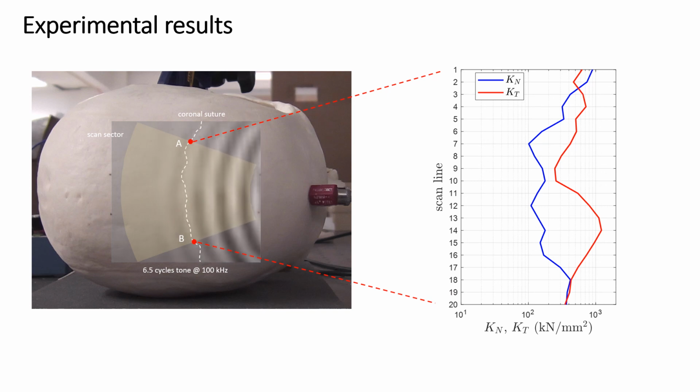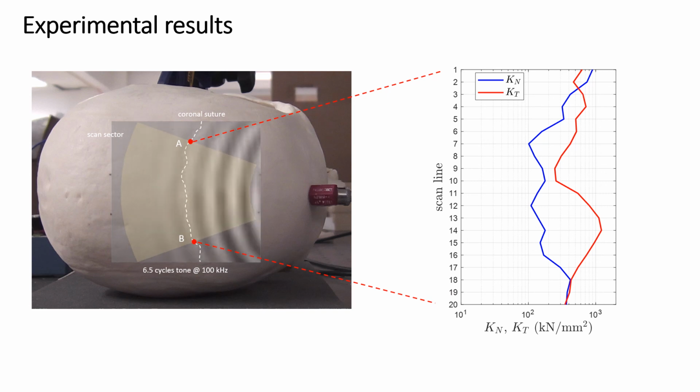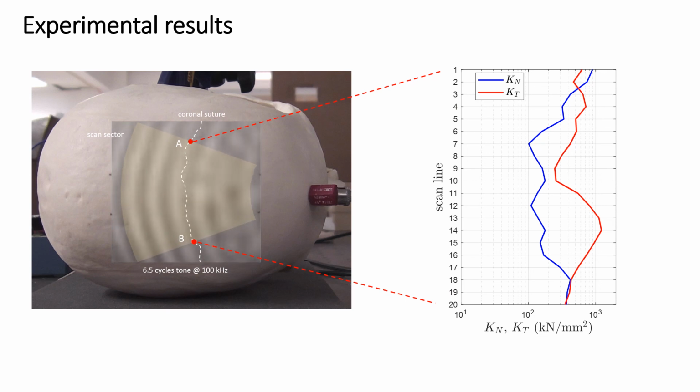In particular, we can see that these values are between 100 and 1000 kilonewtons per square millimeter, and that the values of Kt are generally higher than those of Kn, which reflects the fact that the A0 mode is transmitted better than the S0 mode.